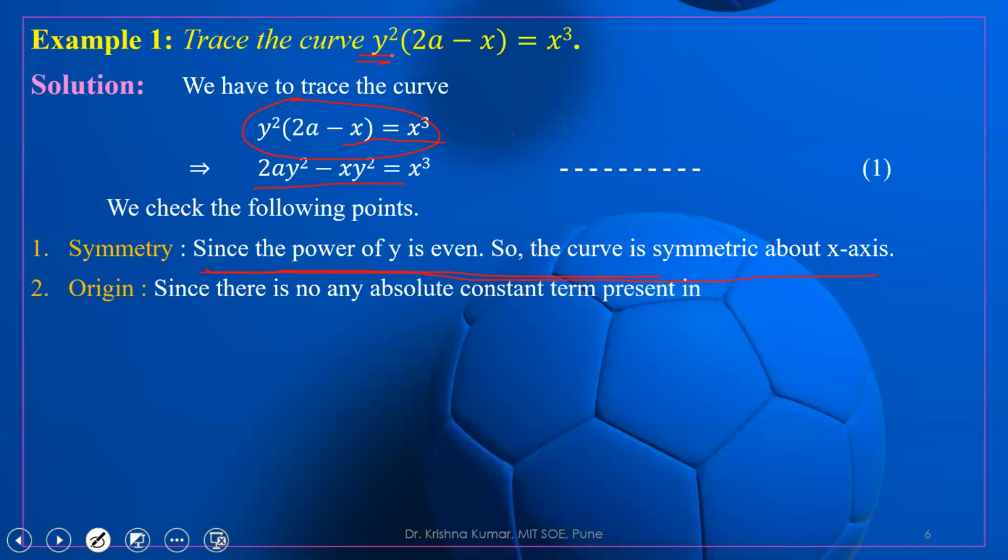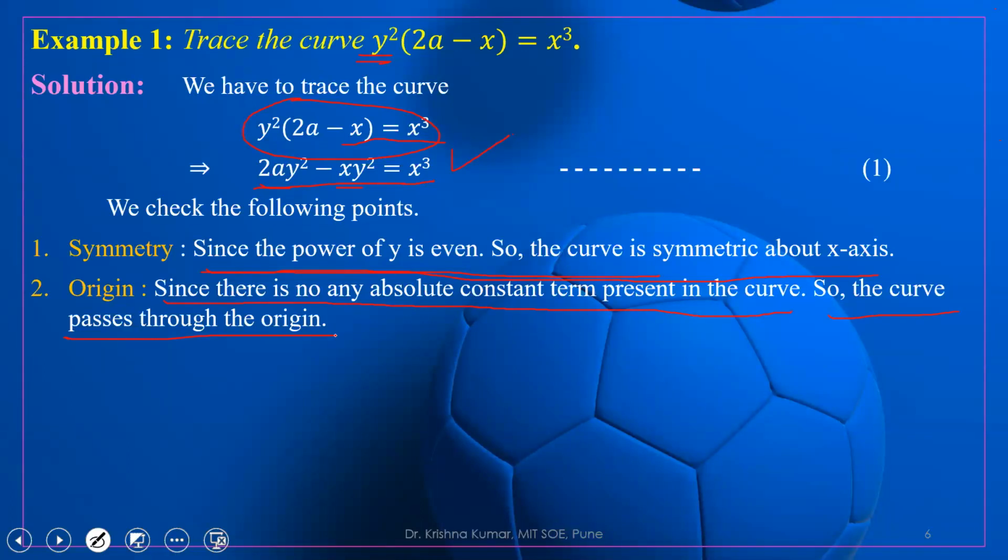Let us come to the origin. Does it pass through the origin or not? Let us see. It has three terms: 2a y square minus x y square equal to x cube. Clearly, there is a variable term, this is also a variable term, and this is also a variable term. Since there is no absolute constant term present in the curve, the curve passes through the origin. It's a very basic thing.